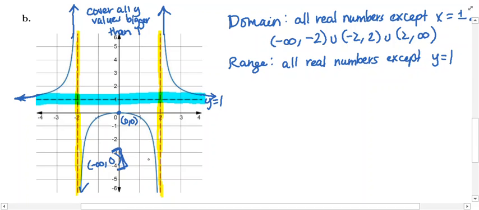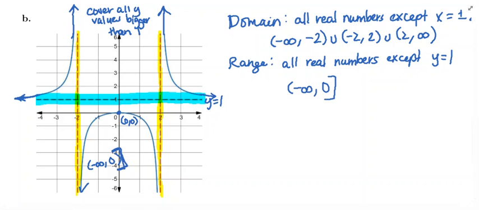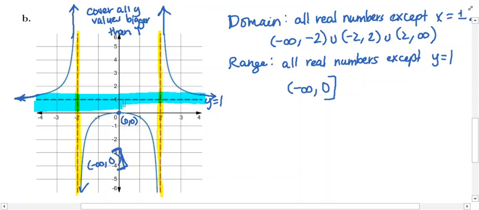Okay, the middle piece is the lowest piece on the curve. It covers y values from negative infinity up to 0, including 0, because the middle piece goes through the origin. Then you have this gap. See this gap right here?